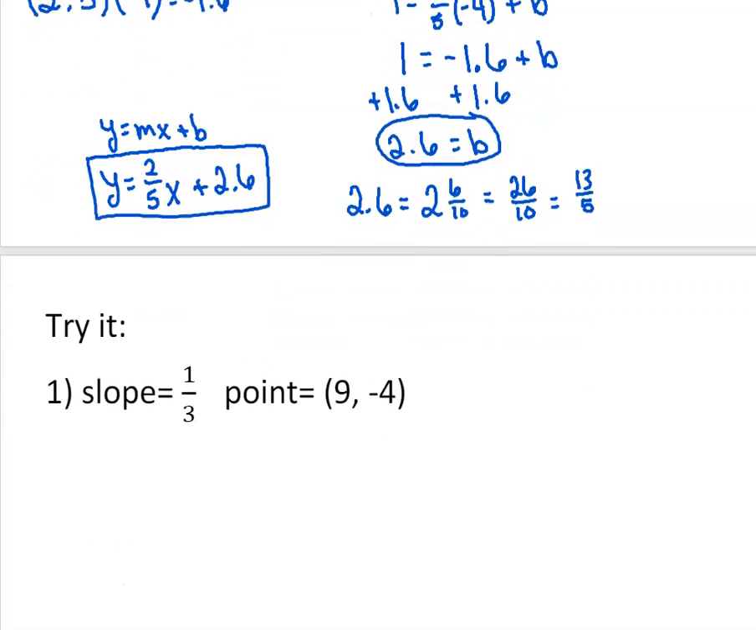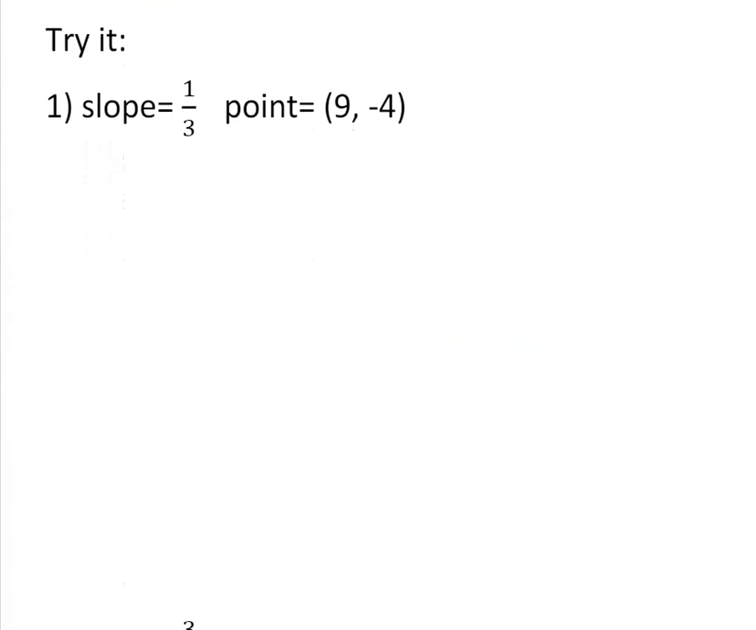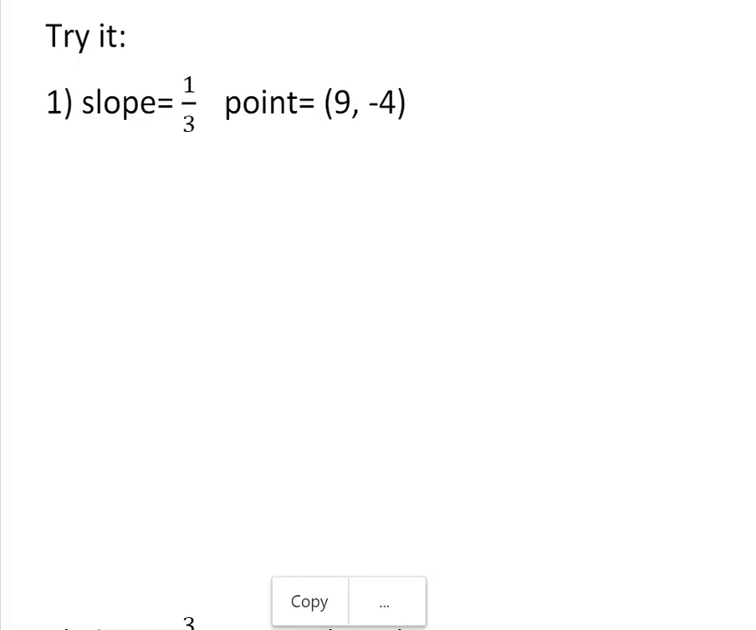All right, so then what I want you to do is pause the video. There are 2 problems I want you to try. So here's your first one. I want you to pause it, try it, and then unpause it to go over it.